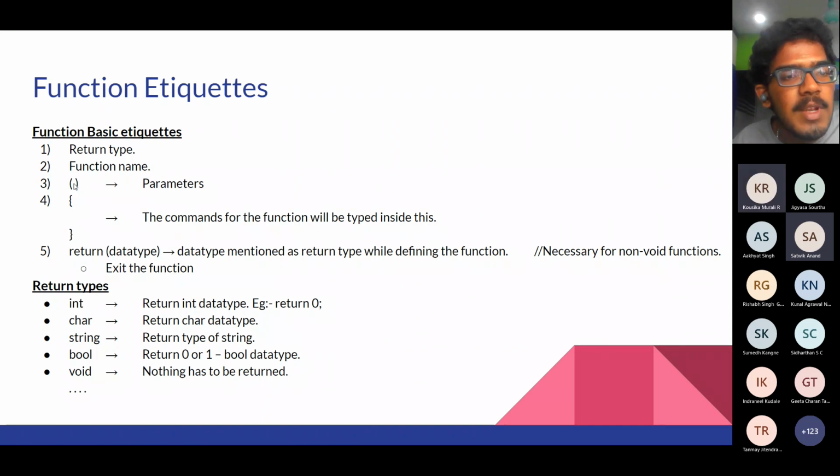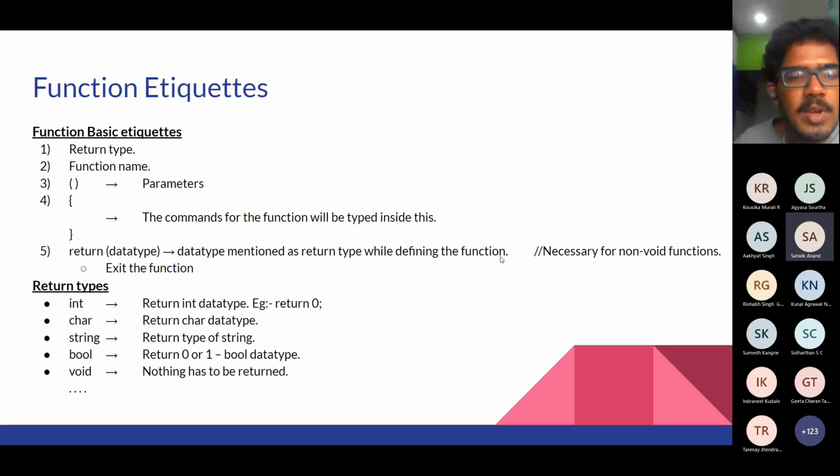Inside these brackets we can give the parameters, and I'll show some examples in the next slide. And inside the curly braces, whatever we write is the function's block. So when we call the function, this block will get executed. And if your return type is not void, you must have a return statement, and write the variable or constant which you are going to return. It should be of the same type. So if you declare the return type as integer, we should return an integer from here.